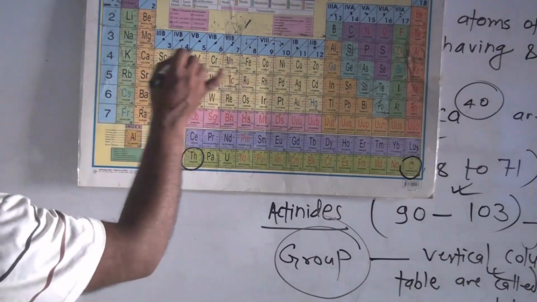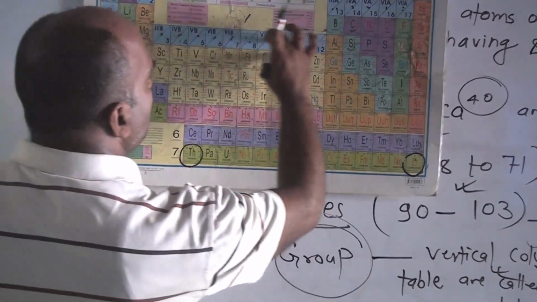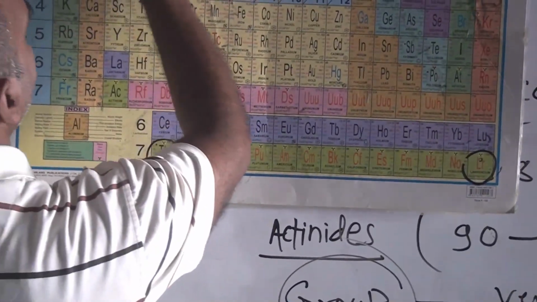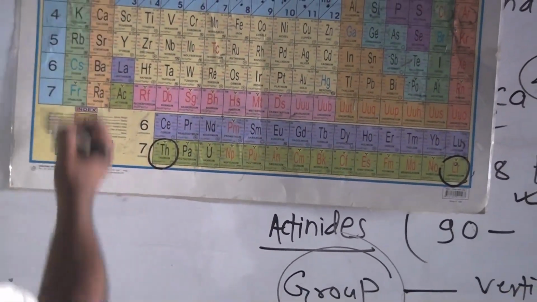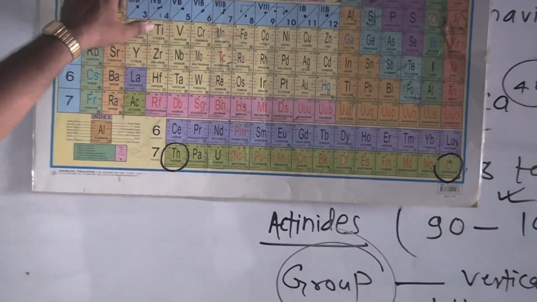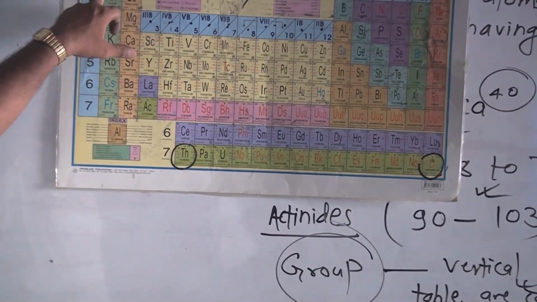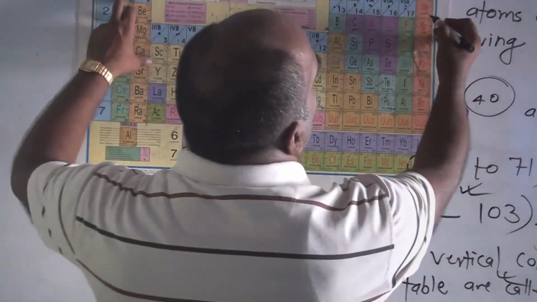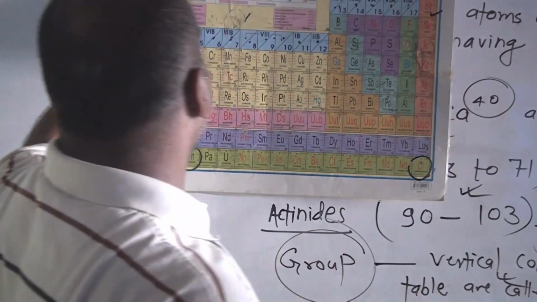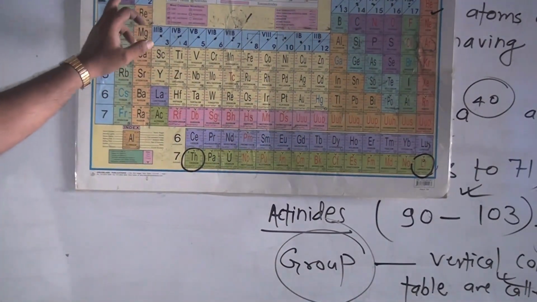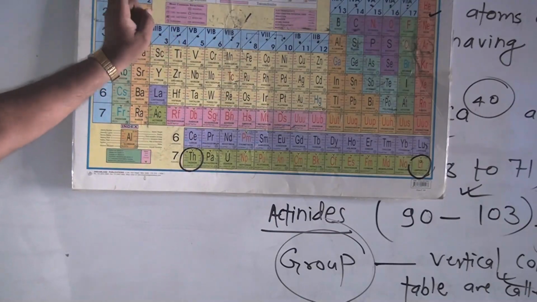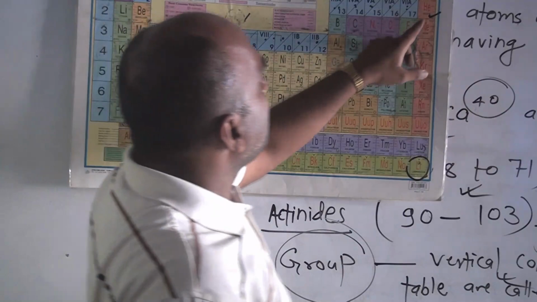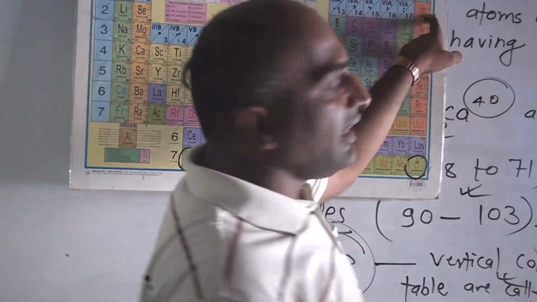And now periods. Periods means horizontal rows of the periodic table. Just like here, this is period 1, period 2. Period 1 has only two elements, hydrogen and helium. In group 1A there is hydrogen, and in group 0 it is helium.